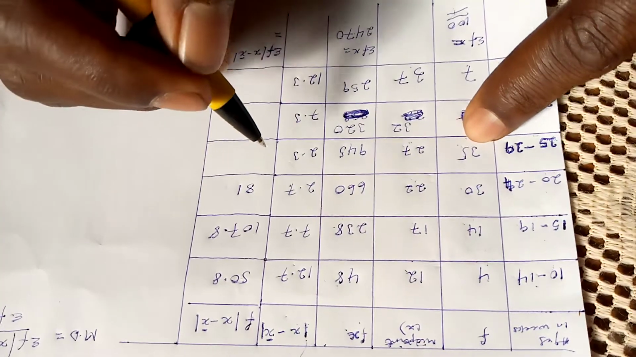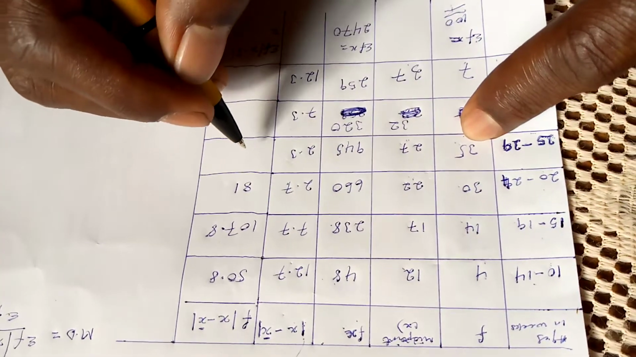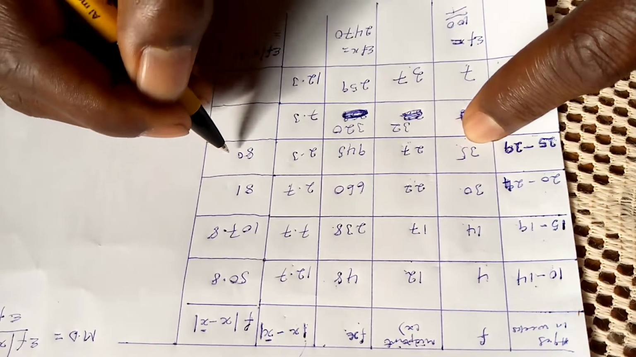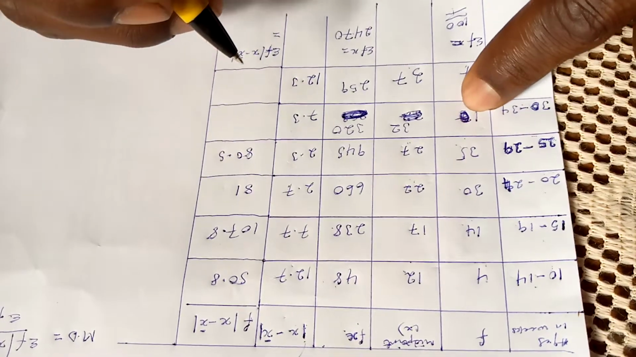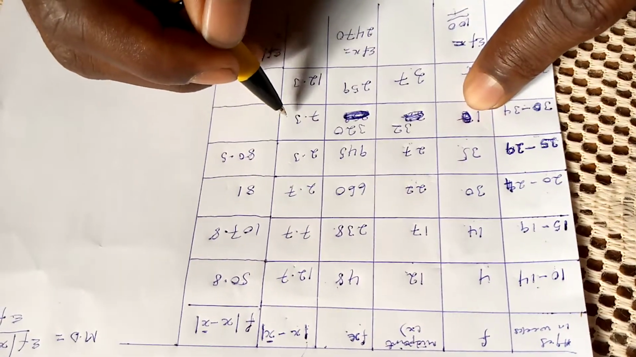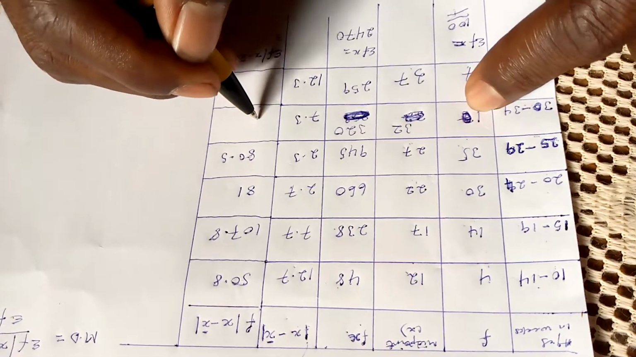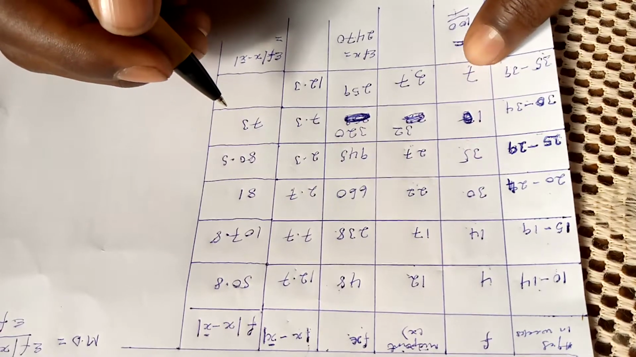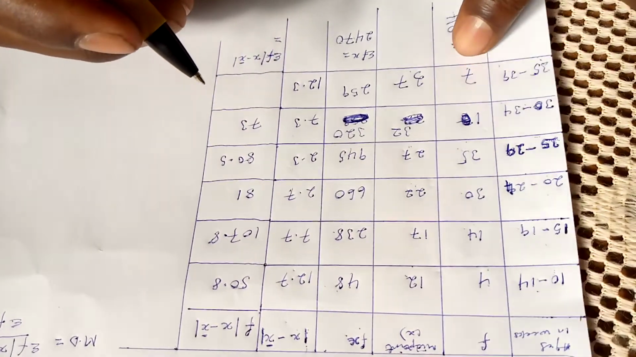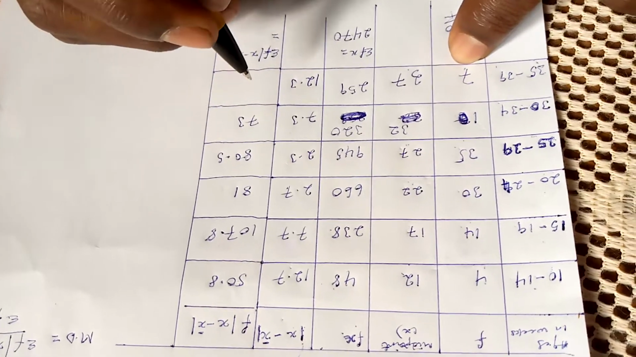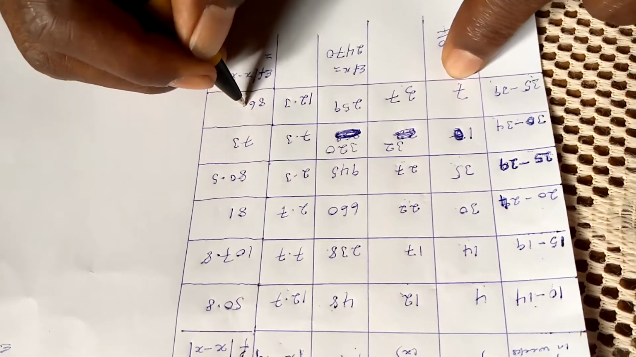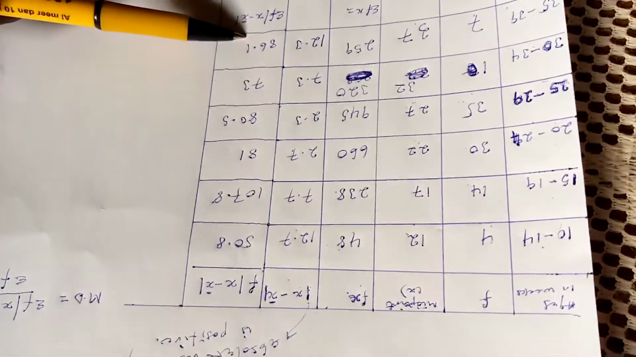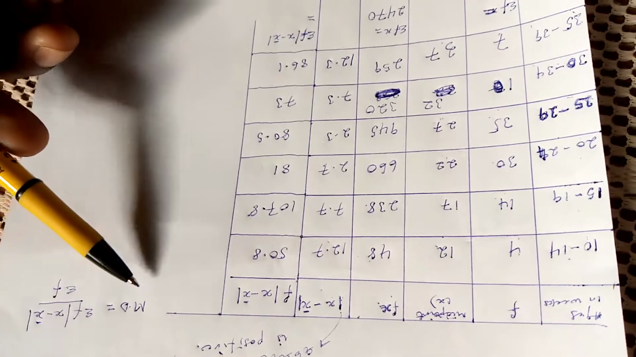Now 35 times 2.3 will give you 80.5. And 10 times 7.3, you just move the point, but you can use your calculator, and that will give you 73. And our last but not the least, 7 times 12.3 will give us 86.1.